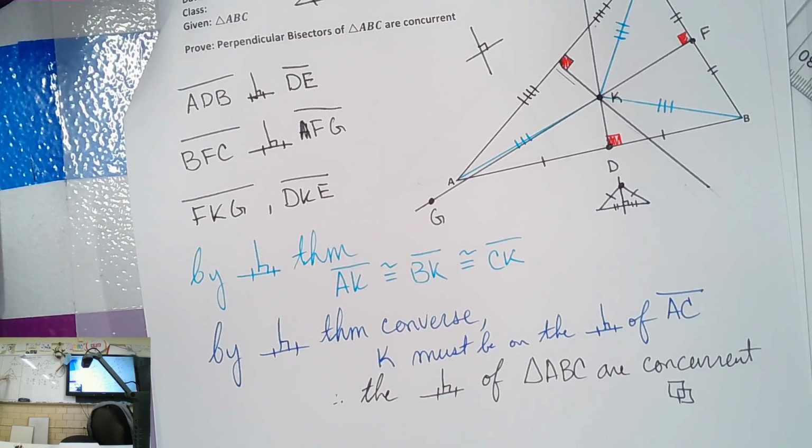Right. Now, converse. If it's equidistant from the endpoints of a segment, if we have something like this, then we know this. Isn't it the same distance from both of these endpoints? Well, that means it must be on the perpendicular bisector of this side. It must be, right? If we have two sides congruent, then we know it's on the perpendicular bisector. So where do they all intersect? K. So they're concurrent.